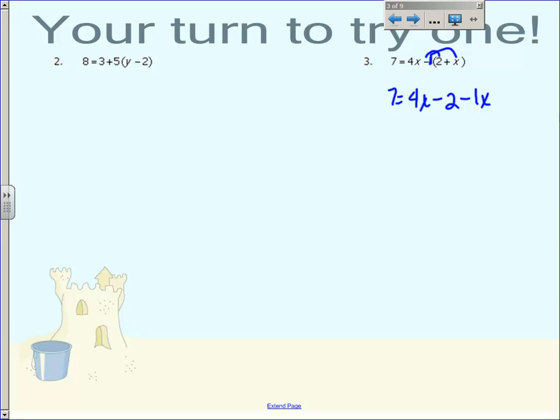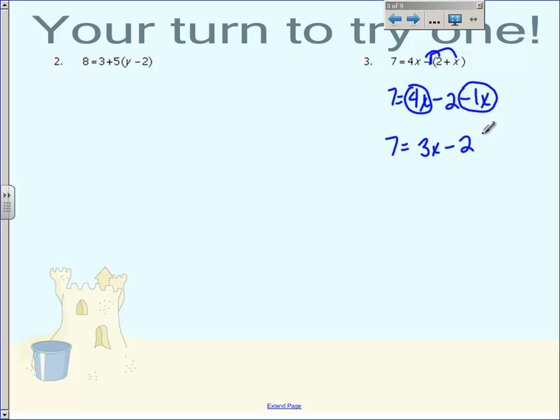Step 2, are there like terms? Yes, there are. You have a 4x minus 1x. And if I put those together, that gives me 3x minus 2. Let me let you know that you do not necessarily have to combine like terms. You could still solve this equation without doing 4x minus 1x, but it's going to take you more steps and leaves you more room for error and more room to make mistakes. You should always simplify as far as you can. It makes your equation easier, and it will make it way easier to keep yourself from making mistakes.